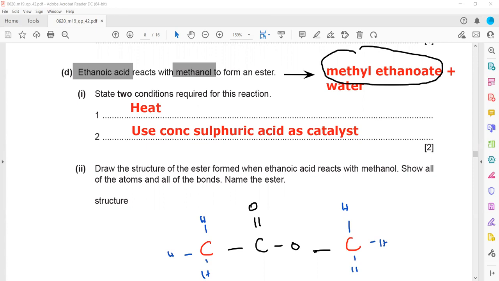So the first name of the ester is from the alcohol, and the second name is from the carboxylic acid. And the part which is coming from the alcohol is attached with oxygen, and the part which is coming from the carboxylic acid is attached with C double bonded with O.